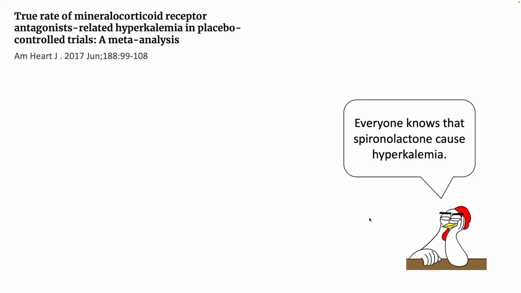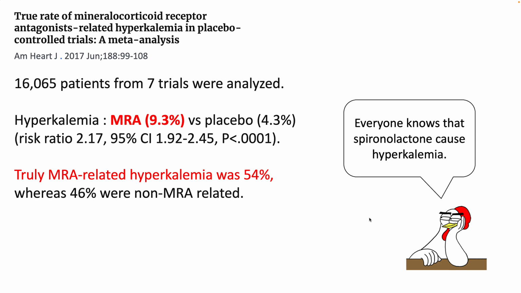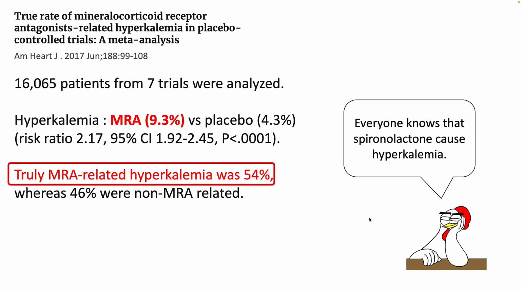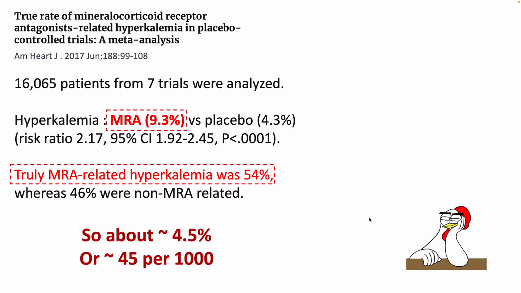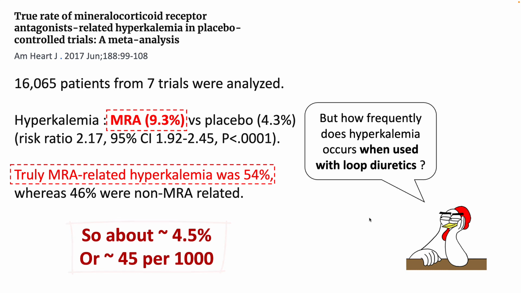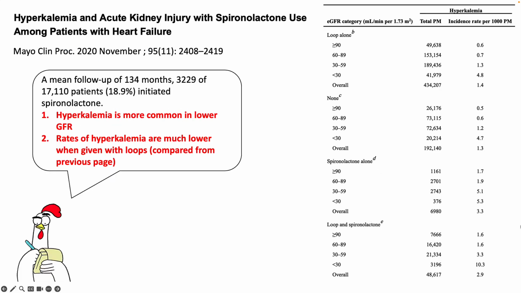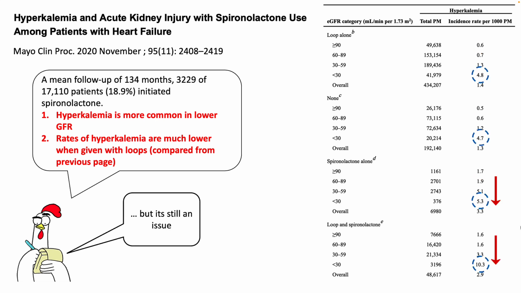Hyperkalemia with spironolactone is common and it's seen in up to 9.3% of patients. However, only half of this is related to spironolactone. So the incidence of hyperkalemia because of MRAs is around 4.5%. But since you're using it with loop diuretics which cause hypokalemia, let's see what is the new incidence of hyperkalemia. This study looked at more than 3,000 patients on spironolactone and loop diuretics and found that you still develop hyperkalemia when you use loop diuretic and spironolactone. The effect of this increases as your GFR drops. The rate of hyperkalemia is certainly lower when given with loops, but they do occur.